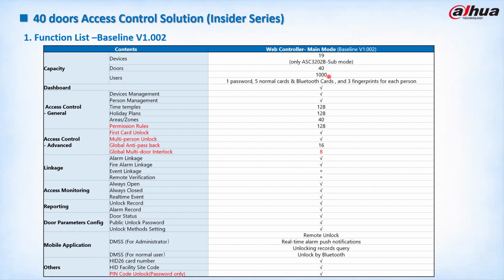At the same time, when you're doing the advanced access configuration for this, you can set up, for example, the fast card unlock function. You can set up the multi-color unlock function, the global anti-passback, and the global multi-door lock. Those are the preferred advanced control settings for this access control.